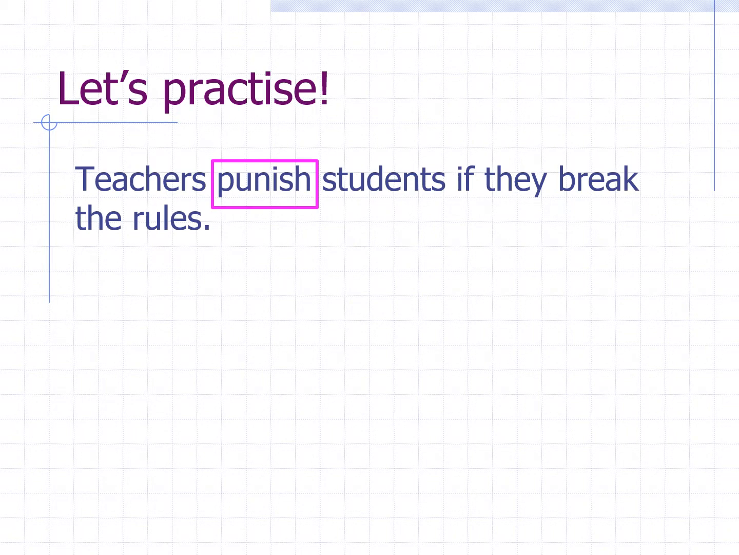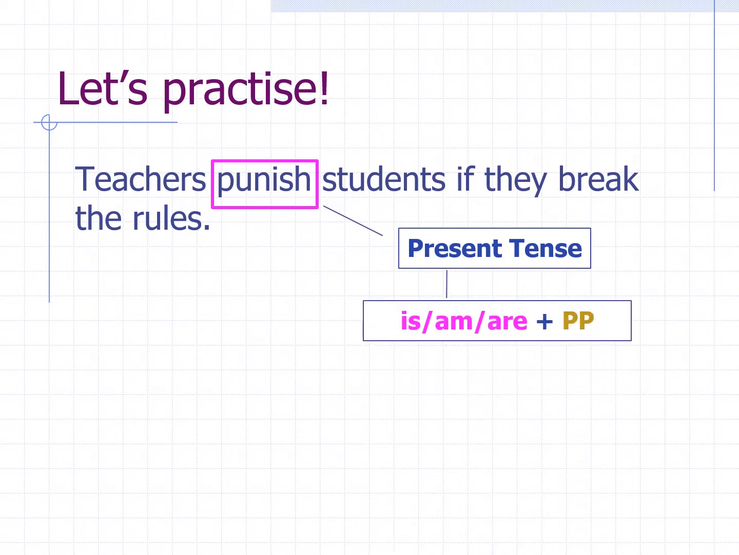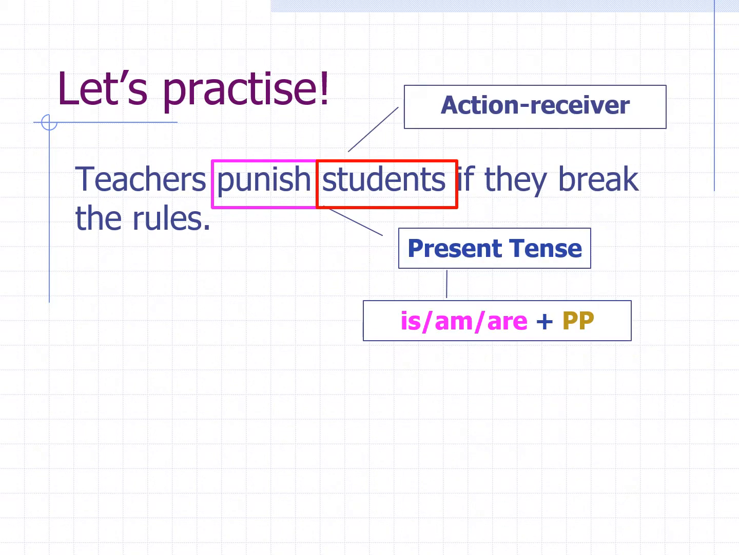All right, now from this verb, we know that this sentence is in present tense. Okay, this is very important because when we change it into a passive voice sentence, the tense should be consistent with the original sentence. So that's why we need to know what tense the sentence is written in. So in this case, it's present tense. We have to change the verb into a passive verb, which is are plus a PP. All right. Now the second reason why we need to locate the verb is because we need to locate where the action receiver is. Okay. In this case, students is the action receiver.